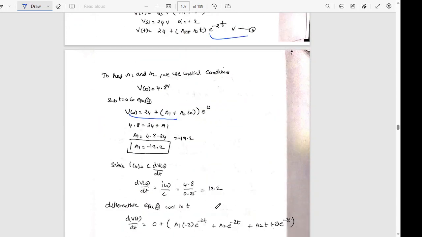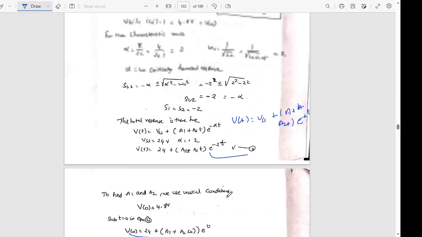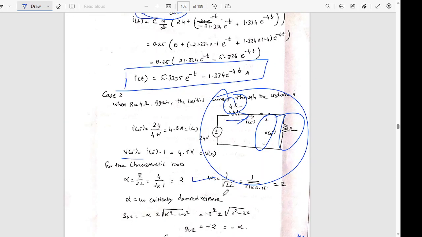Next, for A2, we know that the current through the inductor and capacitor are same, so we are going to find the current through the capacitor. I of 0 equal to C dV of 0 by dt. So dV of 0 by dt is I of 0 by C. So 4.8 by 0.25, we will be getting 19.2. The answer is 19.2.